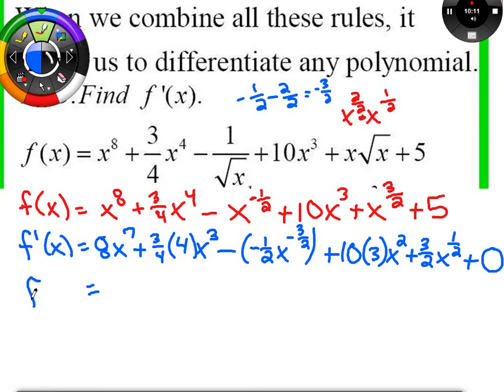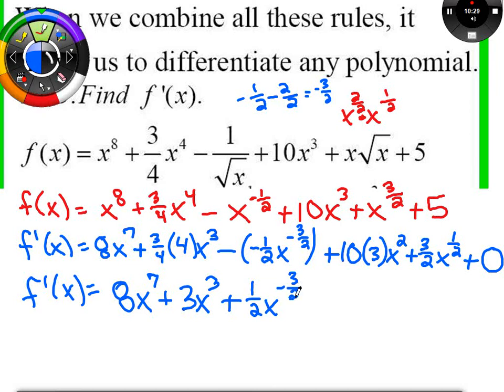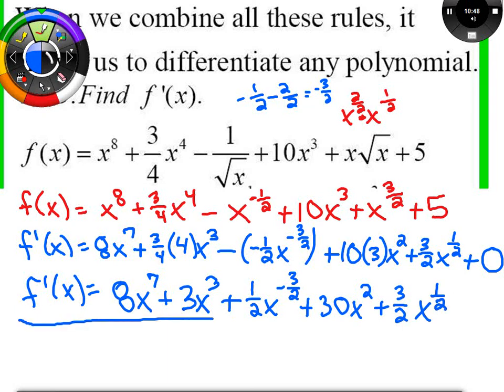And then now it just becomes, how simplified do we want to make this? Obviously, this is just a cleanup job. So this would be 3x cubed, and then negative negatives, that would be plus 1/2 x to the negative 3/2, and then we got plus 30 x squared plus 3/2 x to the 1/2, or if you wanted to make it a square root of x, either way. So x to the 1/2, I'll leave it, and that would be the derivative.